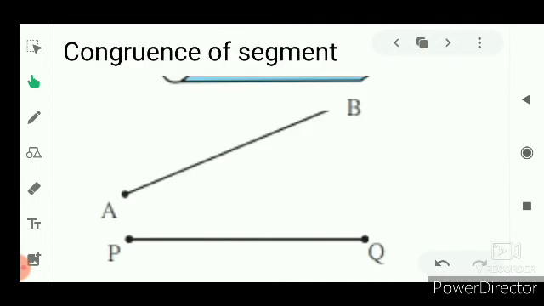The next topic that we have seen is the congruence of segments. Okay, two segments, these are segment AB and segment PQ. These are said to be congruent if and only if their lengths are equal. If AB is 4 centimeters, then segment PQ will be congruent to AB if and only if its length is also 4 centimeters. Okay, so two segments are congruent if their lengths are equal.